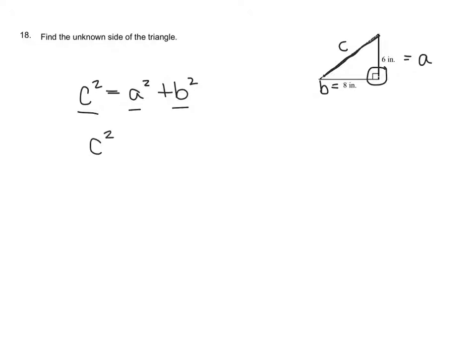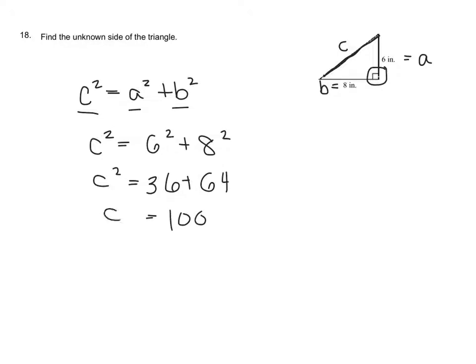I get c squared equals 6 squared plus 8 squared. 6 squared is 36 and 8 squared is 64. Next we'll add 36 plus 64 and we get 100. So c squared equals 100, but we want to solve for c.